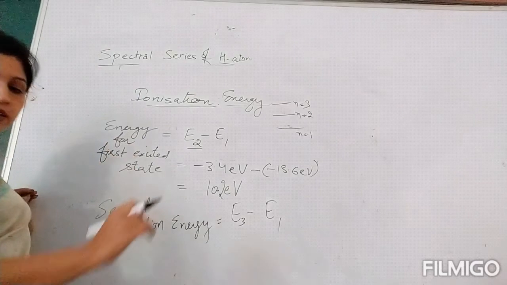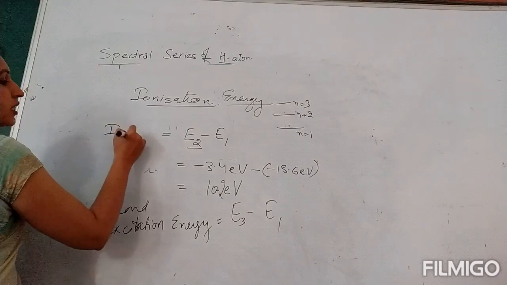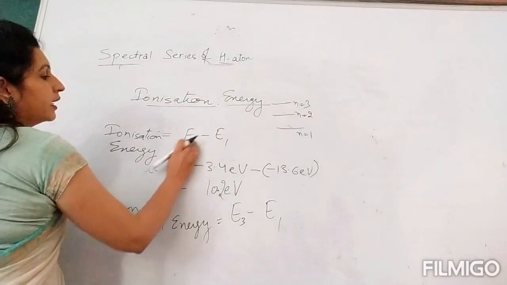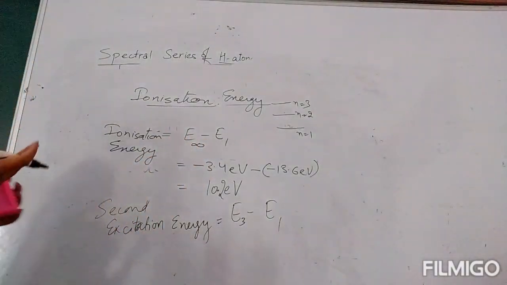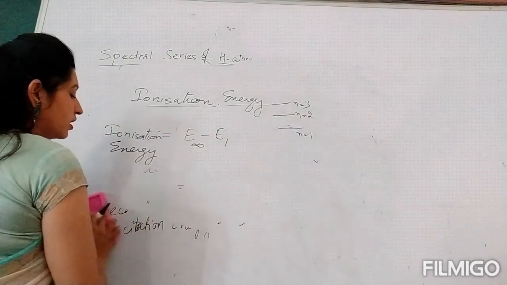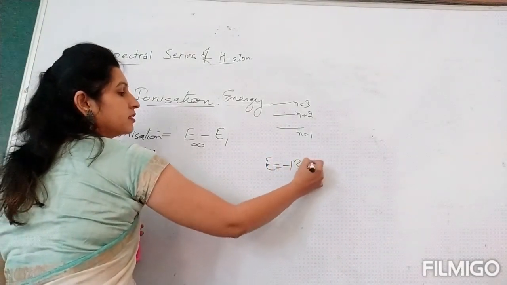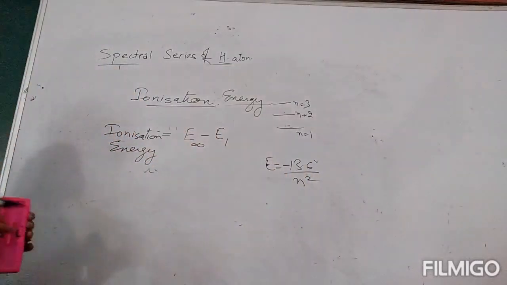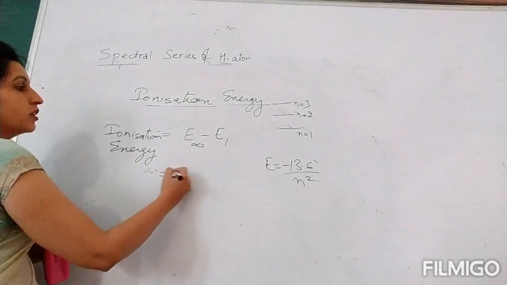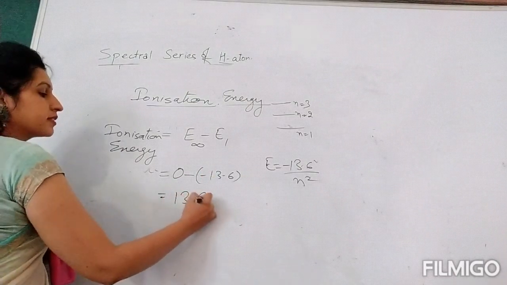So what will be the formula for ionization energy then? Ionization energy will be equal to E infinity, since you want to move the electron up to infinity, minus E1. Now look here, E infinity: when you put n equals infinity in this expression, the energy we know is minus 13.6 over n square. Now when you put n equals infinity, the energy of the electron at the infinite level will be 0. So it is 0 minus 13.6, so it is just 13.6 electron volt.